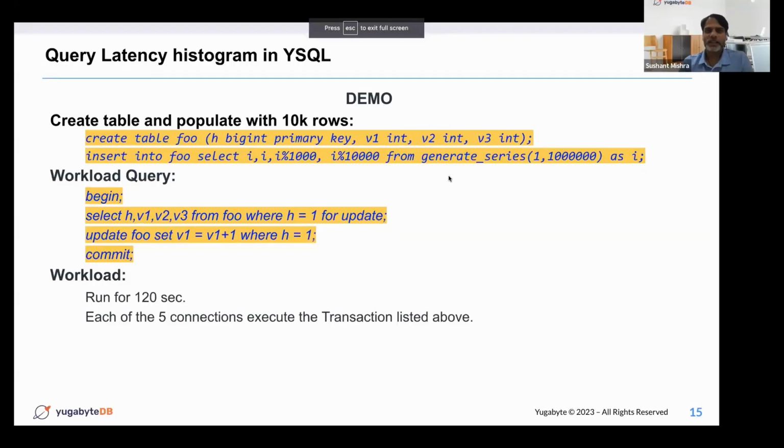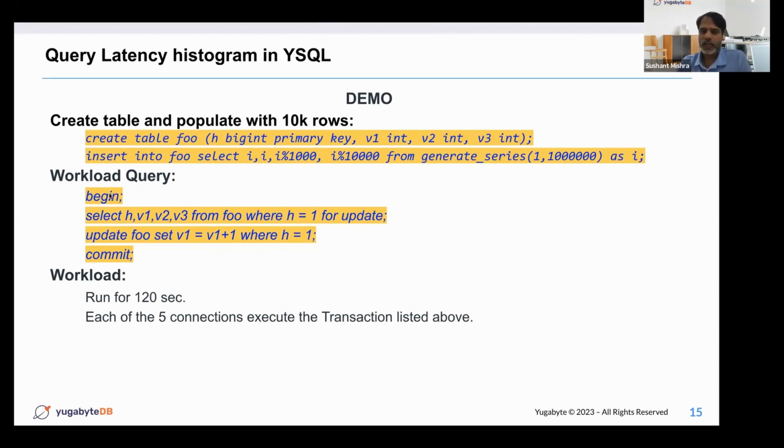Going over the demo, I just want to give a quick overview of what we are going to be doing. I created table foo, which has h as a primary key, and then three more integer columns. We generate 100,000 rows in this table with some random data.